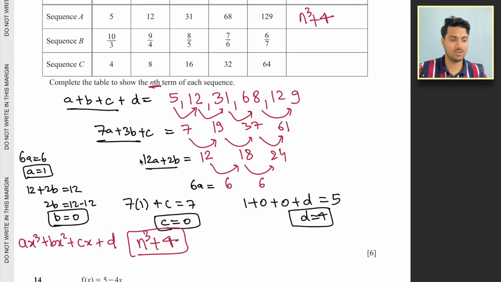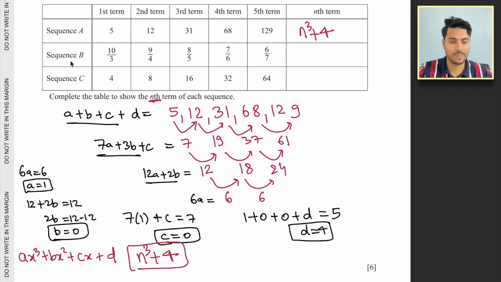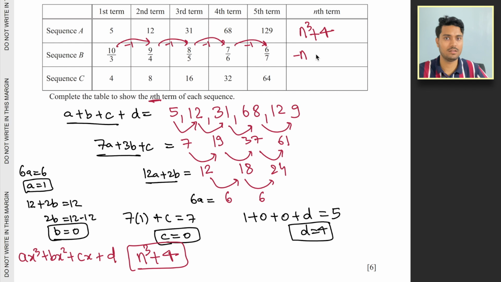We don't have a lot of space. Sequence B, we have 10, 10 to 9, 9 to 8, 8 to 7, 7 to 6. That means it is decreasing by 1, minus 1, minus 1. So minus 1 into n, so minus n plus, if you want the first term to be 10, what will you add? 11.